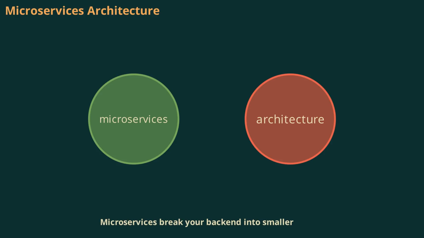Microservices break your backend into smaller, independent services that communicate over APIs. This architecture makes your systems more flexible and easier to scale, but also introduces new challenges in communication and management.